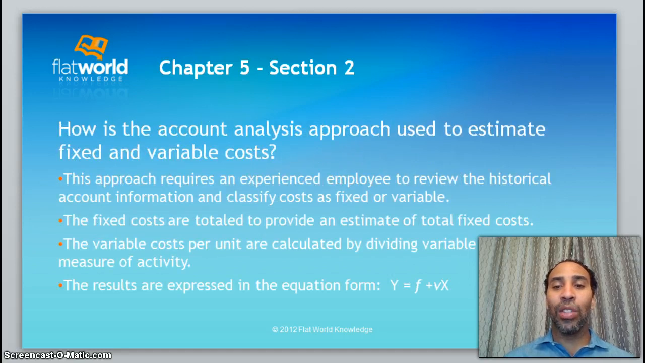So how is the account analysis approach used to estimate fixed and variable costs? Well, this approach requires an experienced employee to review the historical account information and classify costs that are fixed or variable, right? So we need somebody very experienced, probably with long tenure in the company, to lend us their expertise in order to know what's fixed and what's variable. The fixed costs are totaled to provide an estimate of total fixed costs. The variable costs per unit are calculated by dividing variable costs by the measure of activity. The results are expressed in the equation form that we keep talking about, Y equals F plus VX.